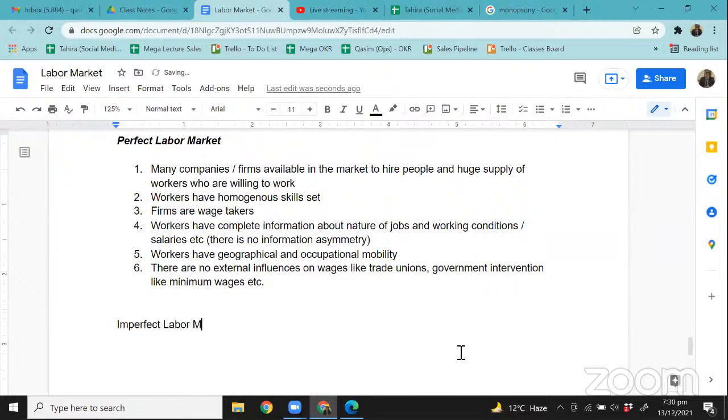Okay, now let's move on and discuss how this perfect labor market is different from an imperfect labor market. Okay, now think about this.